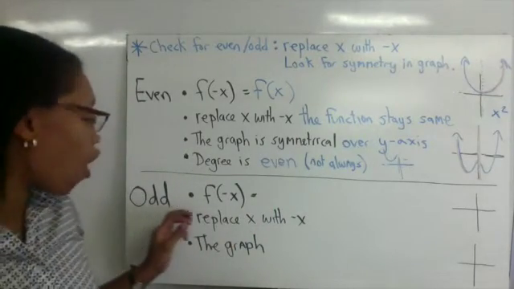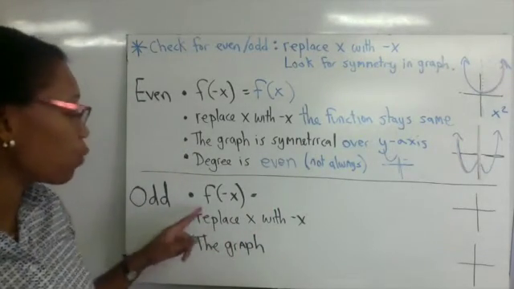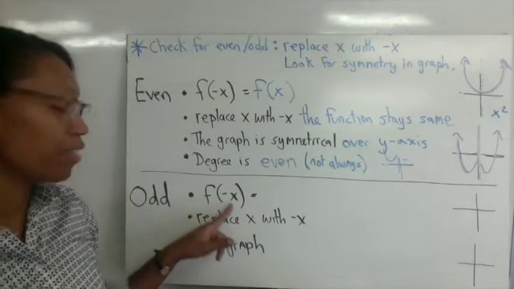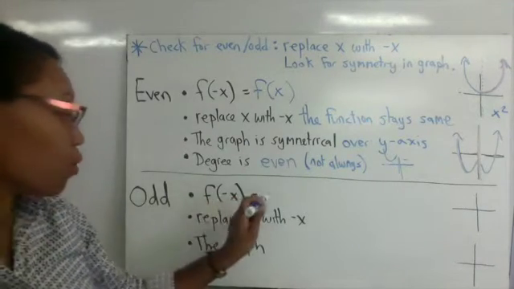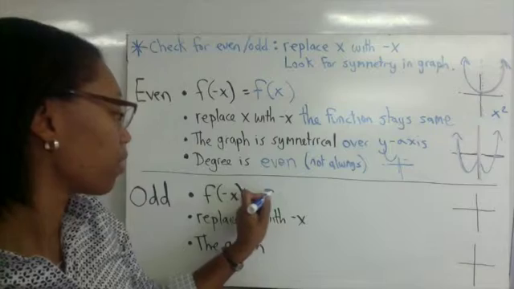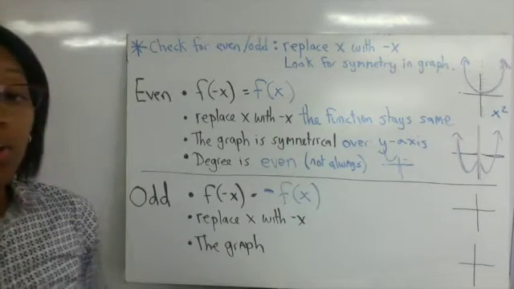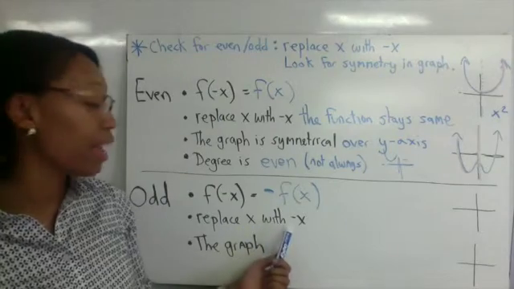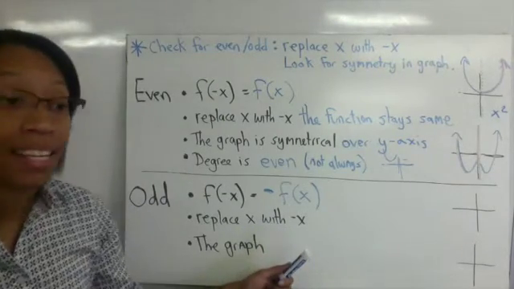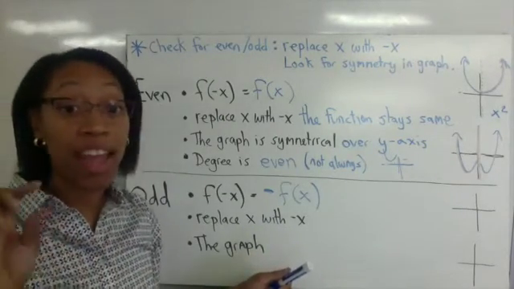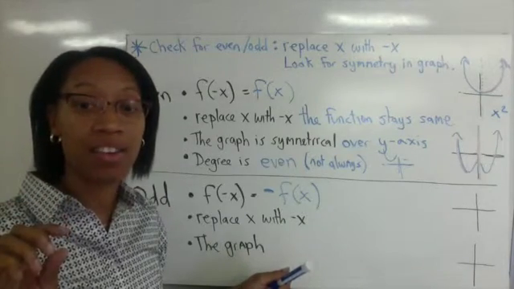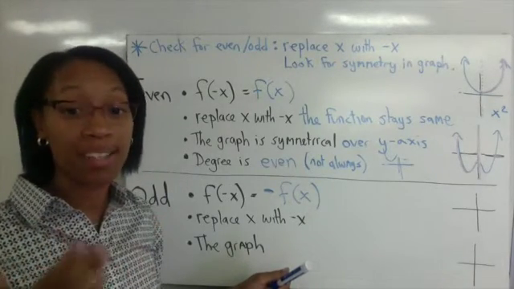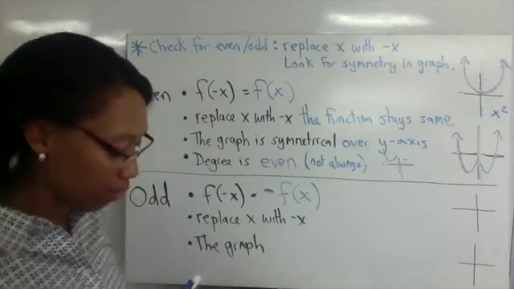All right, so now odd. Odd functions. If you have f of -x, that equals -f of x. What that means is that if you replace x with -x, what you get is the same function, but it's changed signs. All of the negatives have become positive and the positives have become negative.